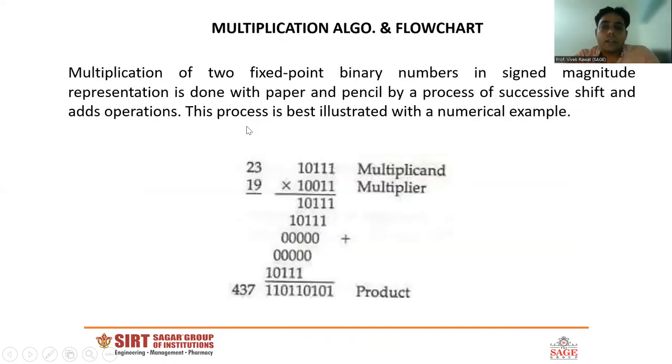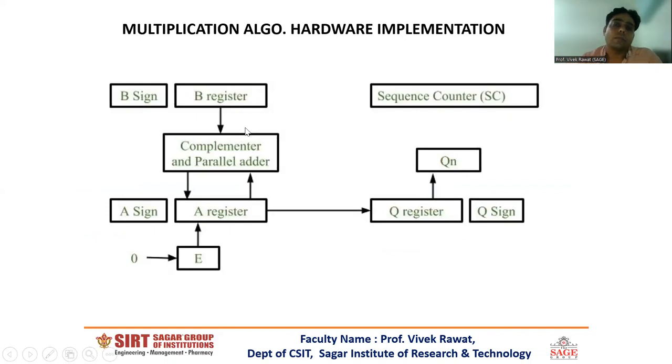So we go directly through this diagram. In this diagram, you can see a B register. B register means buffer register. Here you can see the B register, here you can see the A register, and here you can see the Q register.